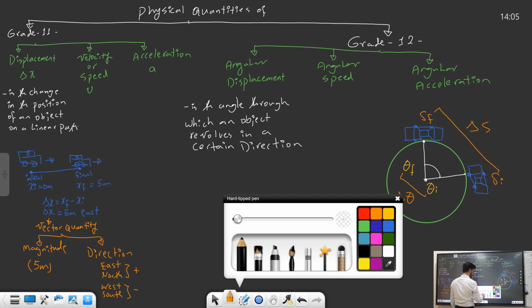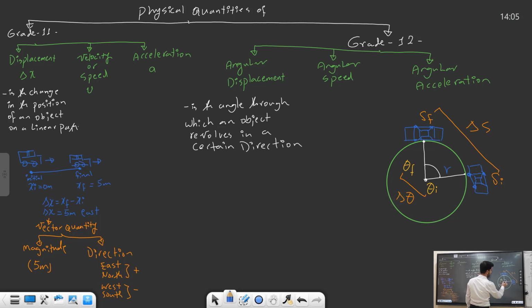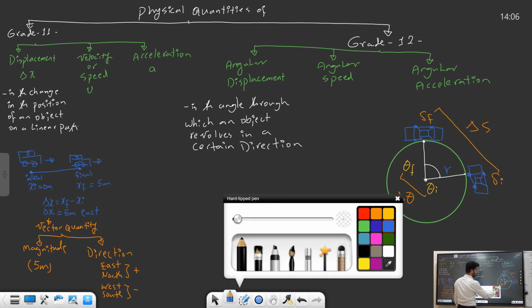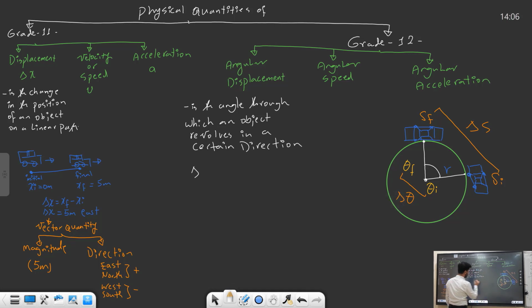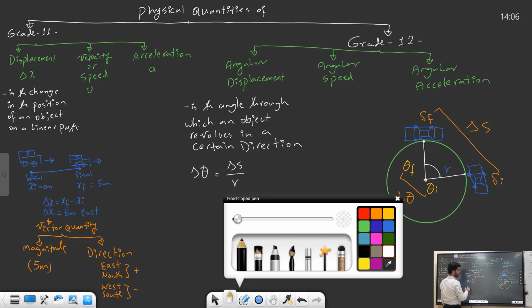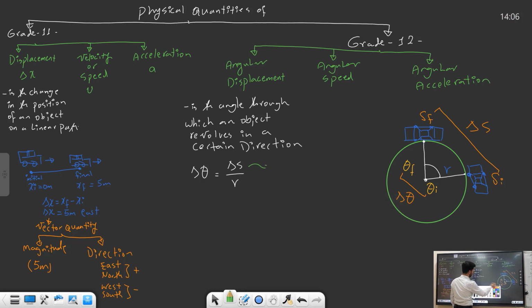So we all know that this is the radius of the circular path. So delta theta is equal to delta s over r. Delta s is the change in arc length traveled by the object, and r is the radius of the circular path.